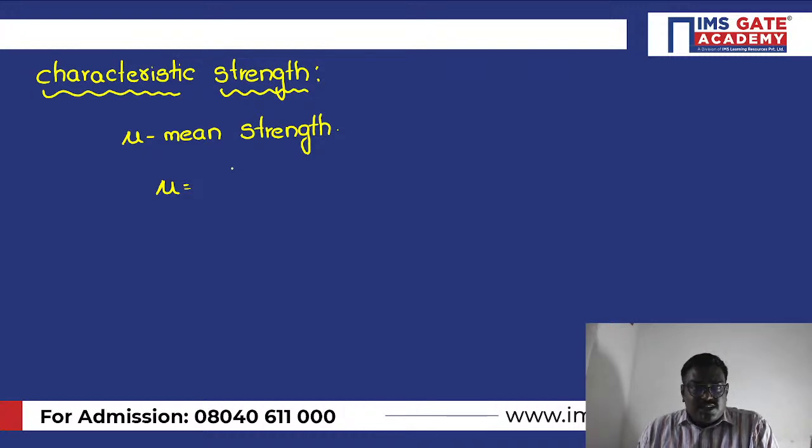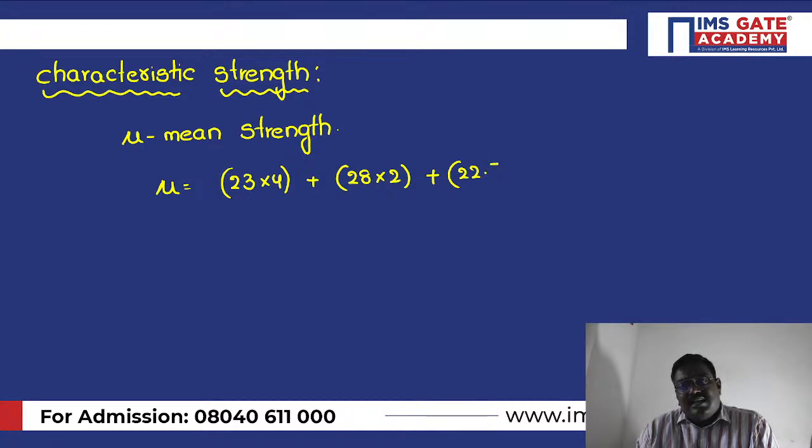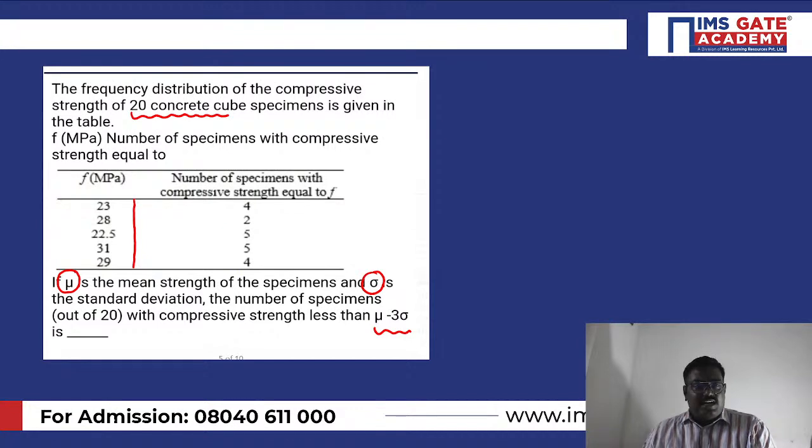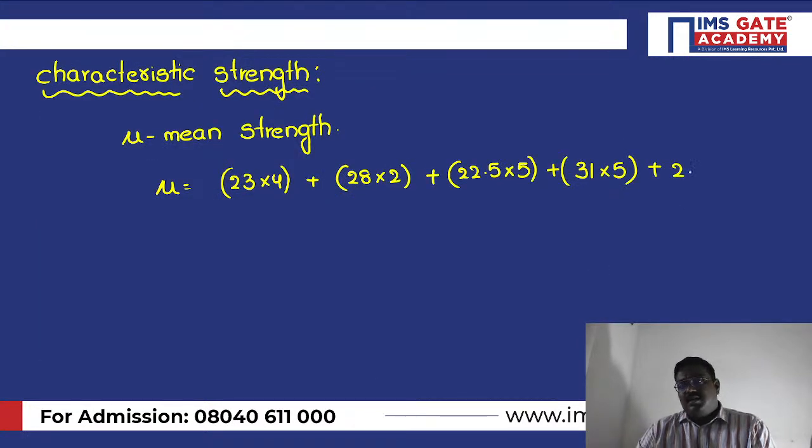We have 4 specimens of 23 strength of concrete. Similarly, we have 2 specimens of 28 strength, and 5 specimens of 22.5 strength. Similarly, we have 5 specimens of 31 strength, and these are all the given data, 4 specimens of 29. So how many concrete cubes are there here, my dear students? The cubes are 4 plus 2 plus 5 plus 5 plus 4, which is nothing but 20.